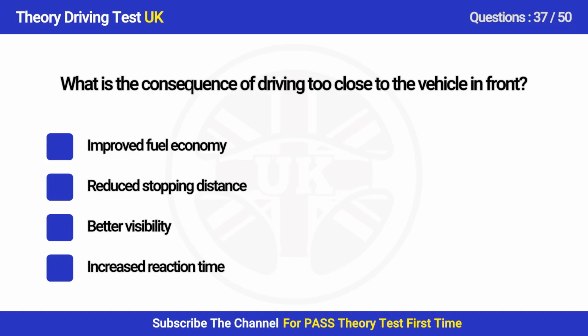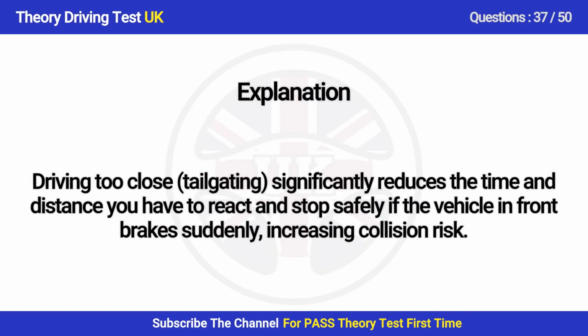A. Improved fuel economy. B. Stopping distance. C. Better visibility. D. Increased reaction time. Answer is B. Stopping distance. Driving too close, or tailgating, significantly reduces the time and distance you have to react and stop safely if the vehicle in front brakes suddenly, increasing collision risk.